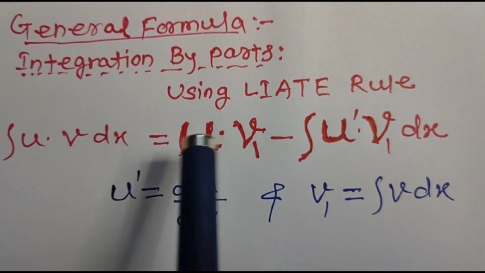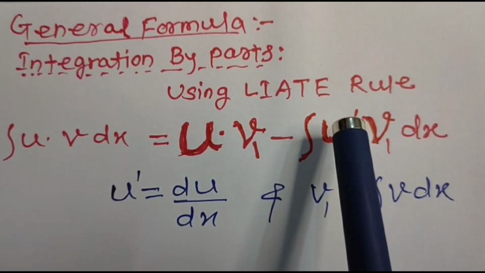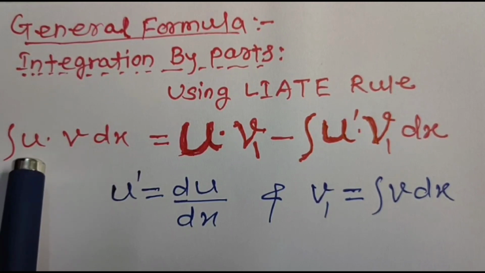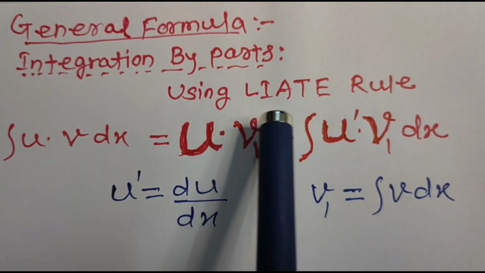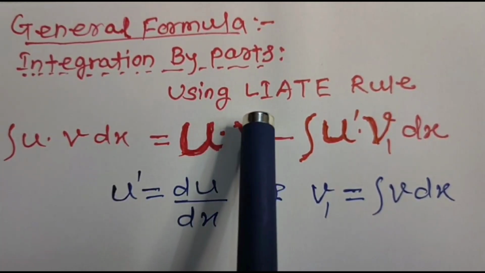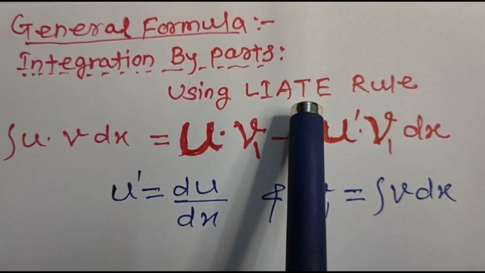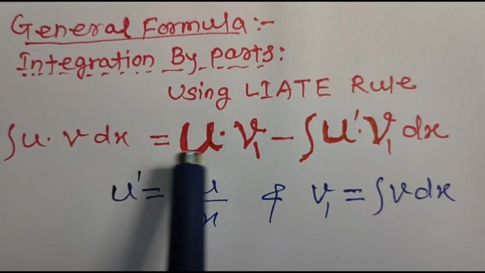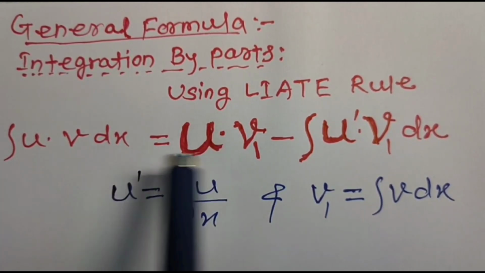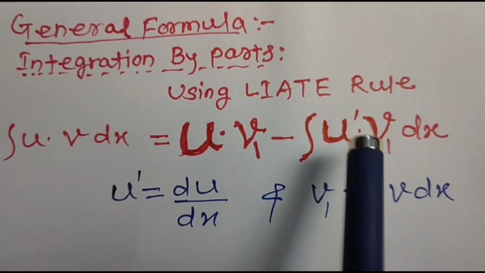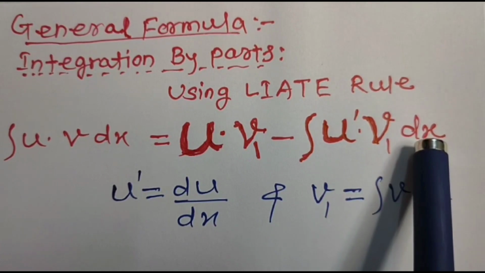The general formula for integration by parts using the LIATE rule. If there is a multiplication of two different functions and we have to find the integral of that, the integral of u into v, we have to use the LIATE rule for the positions of these two functions in the integrand. So at the first position, the function appearing first in this rule. So the integral of u into v with respect to x is equal to the first function as it is into the integral of the second function, minus the integral of the derivative of the first function into the integral of the second function, with respect to x.